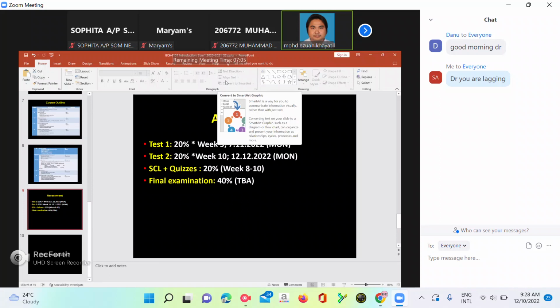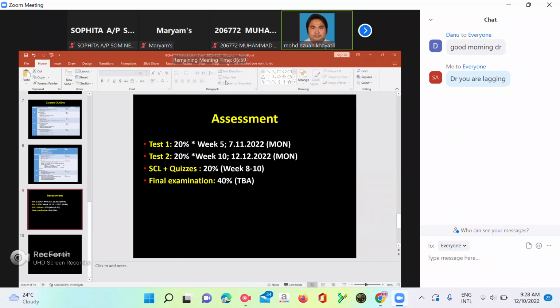If we have enough time, we will have two SCL. But if the time is not enough, we will have just one SCL and we'll give you quizzes. The quiz marks can also be included in the SCL marks. Then we have the final examinations. That one will be decided by the UPM administration, when the final examination will be held. We have to wait for the date. We don't know yet when the final examination is.